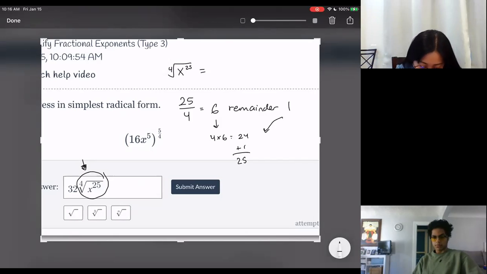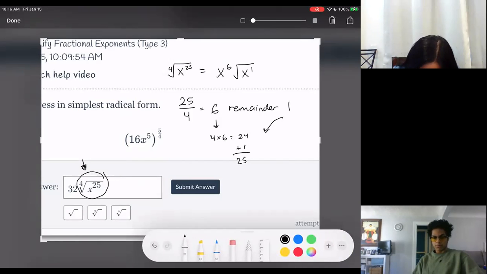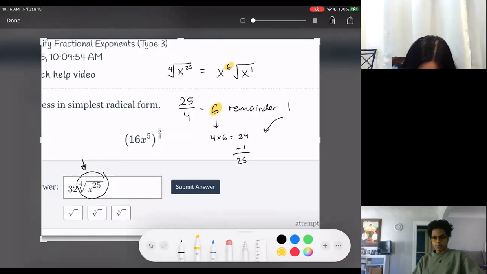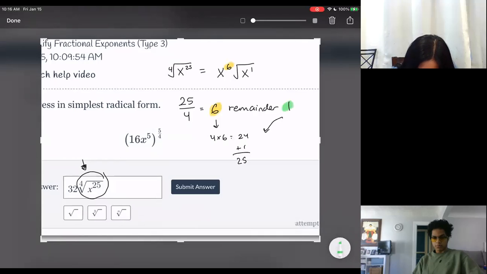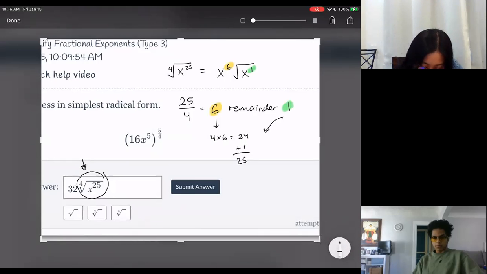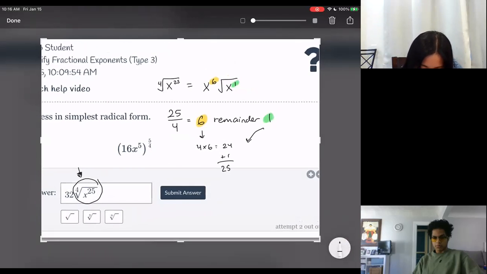That means we're going to actually have x to the power of 6 times the radical of x to the power of 1. Let me show you where these numbers came from. The 6 appears here, and this remainder 1 goes here. And let me also show you why that is. It's going to be a long thing that I'm going to write out, but I want to show you why.